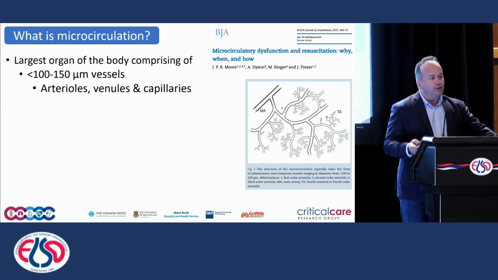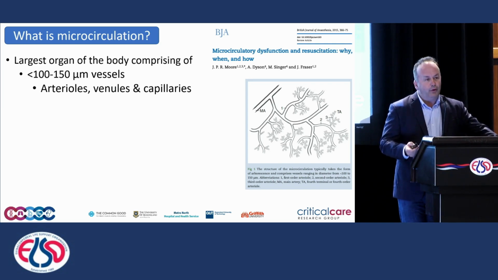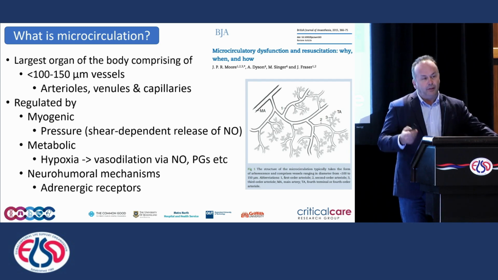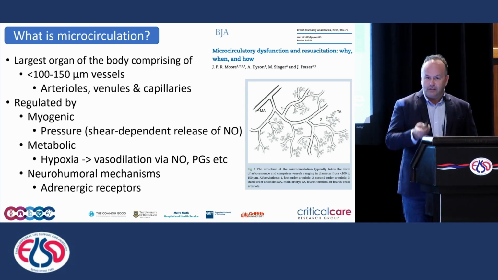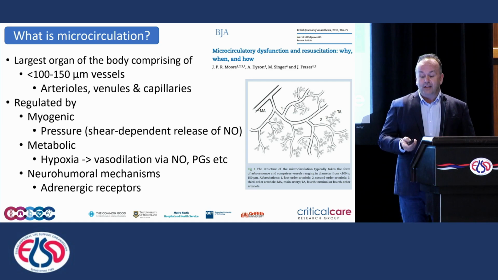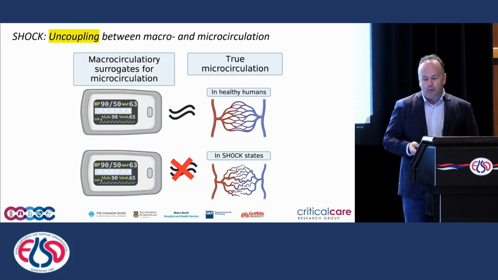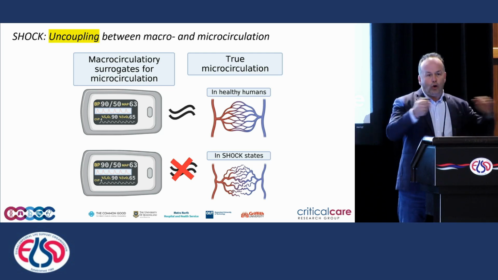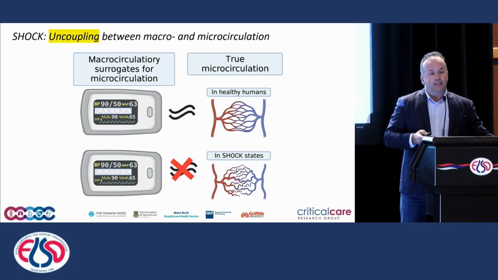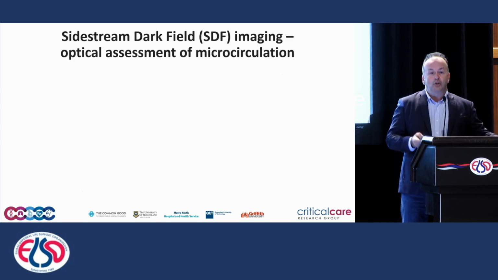We've got to remember that the microcirculation is actually the largest organ in our body. We talk about the arterioles, venules, and capillaries, and these are three of the components that affect the ability of the microcirculation to deliver oxygen to the tissue. And that's where it happens. It's not at the heart, it's not at the lungs, it's at the microcirculatory level. There's a whole pile of regulators, myogenic, metabolic, and neurohumoral, and these things are key, affected by ECMO. Because in health, the macrocirculation and the microcirculation correlate and couple very, very well. But in illness, the macrocirculation and microcirculation are totally uncoupled. And it's at this point that we see shock.